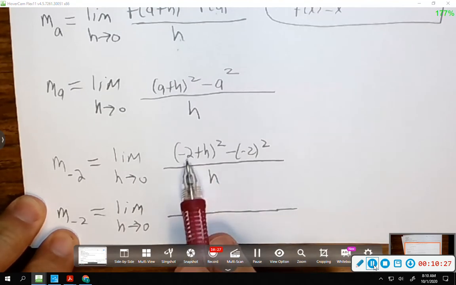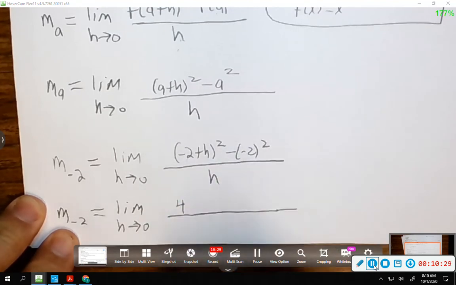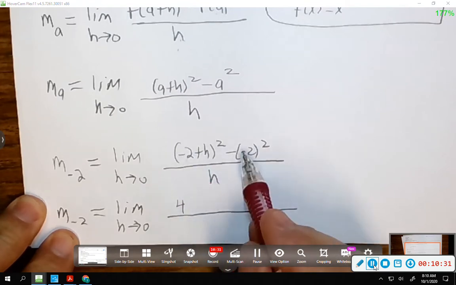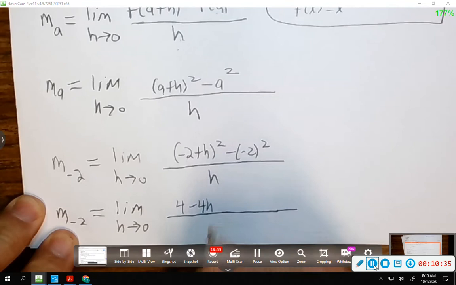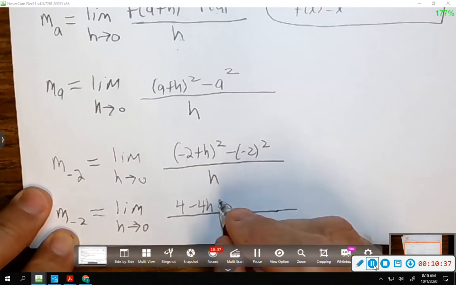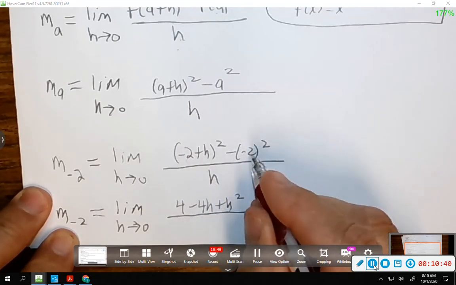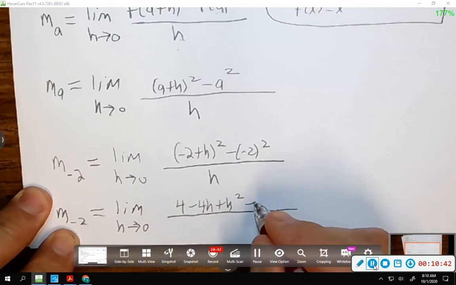Negative 2 times negative 2 is 4 when I multiply the first. The outer is negative 2h, the inner is negative 2h, so that's a negative 4h. Don't forget the outer and the inner because we are FOILing. Plus last times last is h squared. A negative 2 squared is 4.